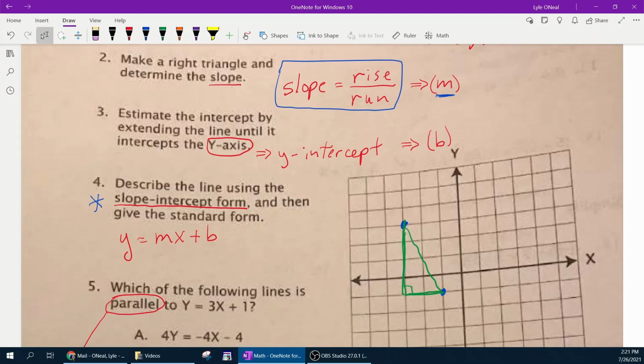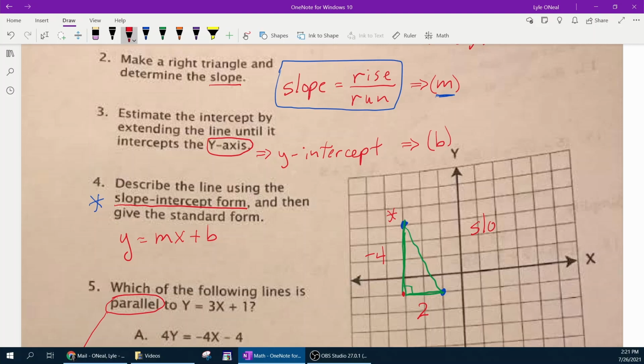Now, it says make a right triangle and determine the slope. Since slope is rise over run, we're going to have to figure out how much we either went up or down and then over to get from one point to the next. All right, so if we start up at the higher point, we're going to have to go down 4 spaces and then over 2 spaces. If you go down, that value has to be negative. So we're going to go down 4 and then over 2 to get from one dot to the other.